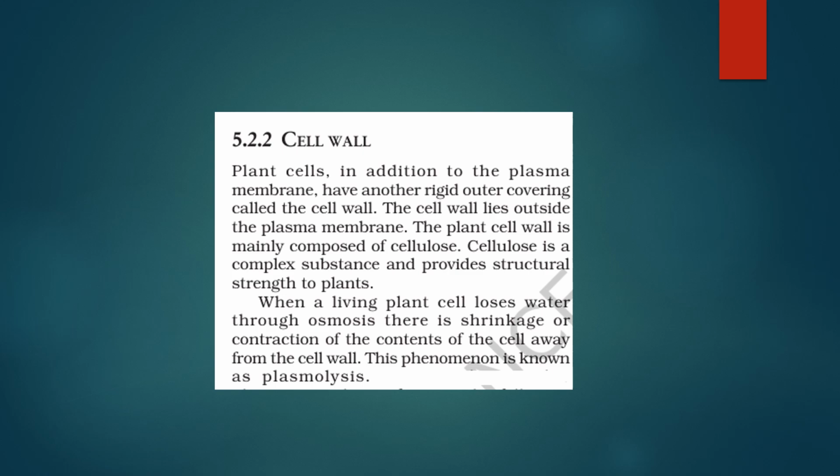Right. Now let us study about the cell wall. Plant cells, in addition to the plasma membrane, have another rigid outer covering which is called the cell wall. The cell wall lies outside the plasma membrane. The plant cell wall is composed of cellulose. Cellulose is a complex substance and it gives structural strength to the plants. When a living plant cell loses water through osmosis, there is shrinkage or contraction of the contents of the cell away from the cell wall. This phenomenon is called plasmolysis, right?